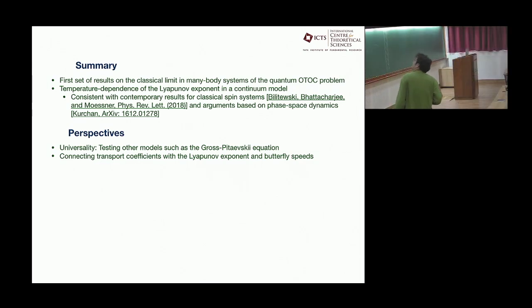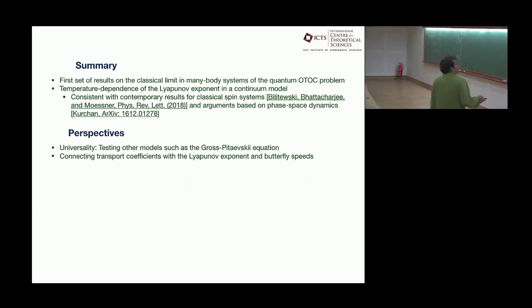So this is really what we think are the first set of results for the classical analog of the quantum OTOC problem, and the temperature dependence of the Lyapunov exponent in this continuum model. And this is consistent with the results that Shubro was pointing out, his work with Roderick and Biliteski, as well as Kurchan's conjecture. So I just want to leave with a final perspective.